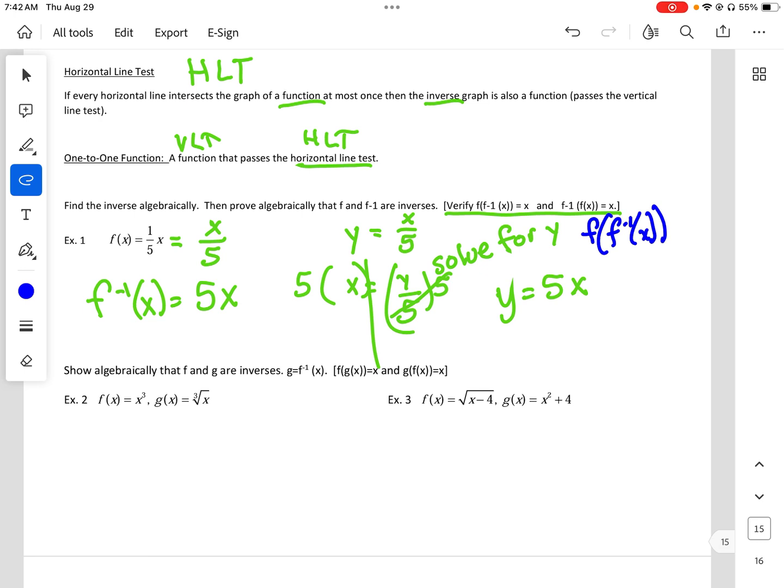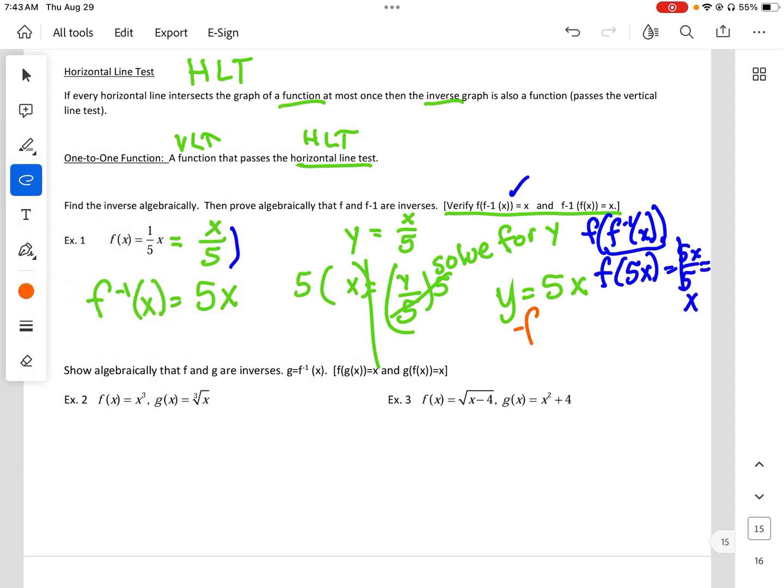The original function is x over 5. So I'm going to plug in this 5x, so f of 5x, into the original function. The original function is x over 5 right here. So I'm going to plug in 5x over 5, which when we simplify that, we get x. So we checked this one. Now we've got to check the other one.